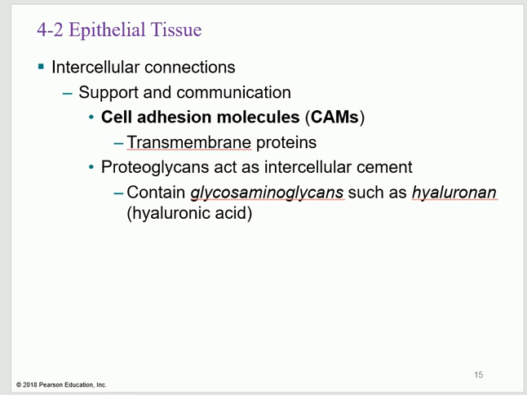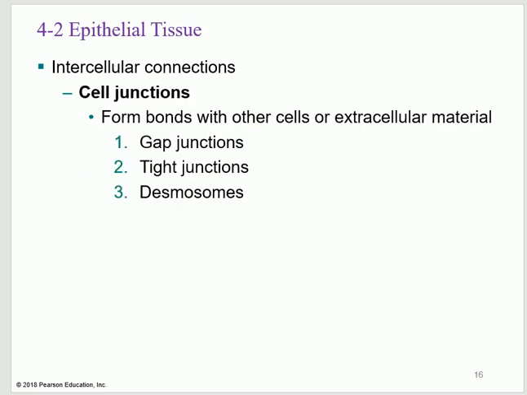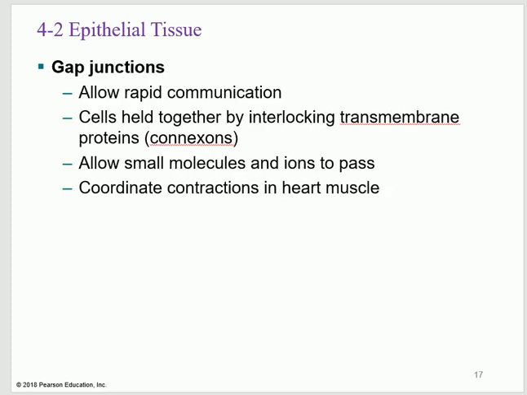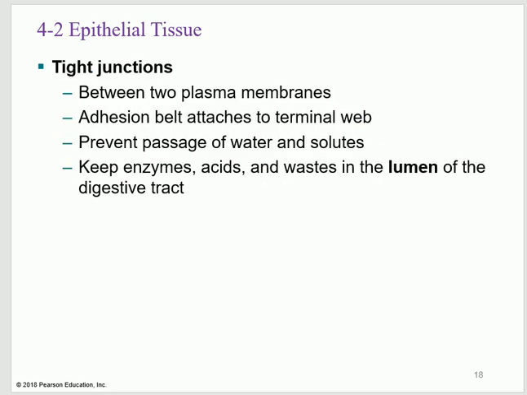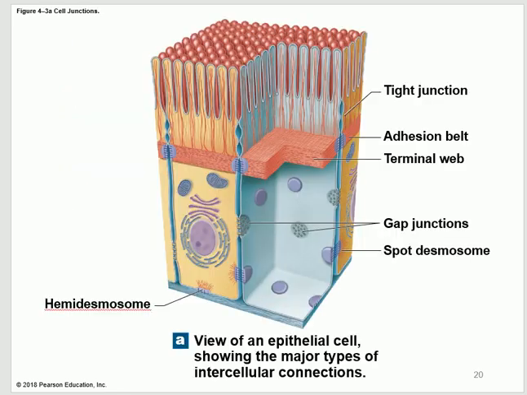So the first type is called CAMs, or cell adhesion molecules. And we will talk about it. I will show you the pictures. You have gap junction, tight junction, and desmosomes. This is what I'm going to ask you about. What's the gap junction? What's the tight junction? And what is the desmosome? Let's do this from the pictures.